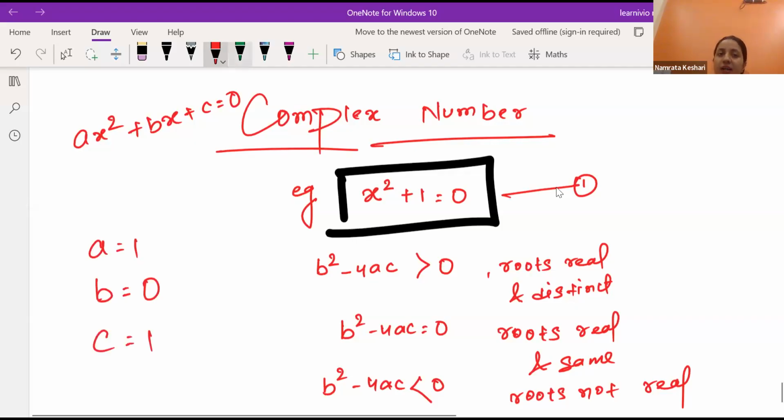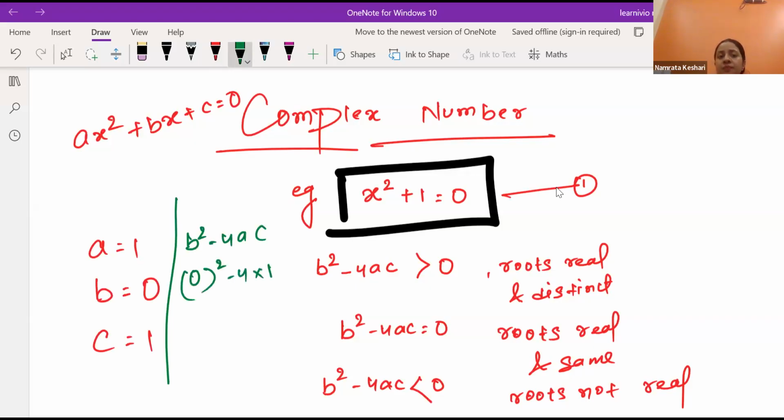Now let's check the nature of the root. That means b square minus 4ac. Let's check it. What are we going to get? Discriminant: 0 square minus 4 into 1 into 1, and that is minus 4. Just minus 4. And this discriminant is smaller than 0. That means the third case: roots are not real, right? Yes, miss. From here only this chapter started existing.